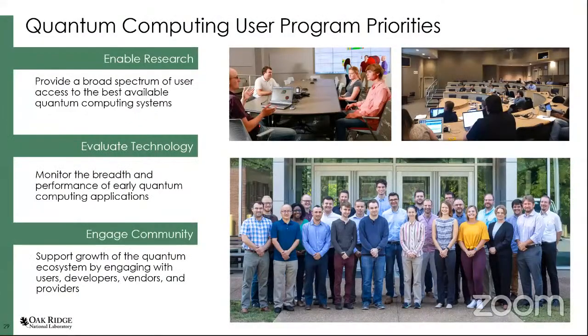Now, the quantum computing user program itself has several priorities. The first is to enable research, and that is largely to provide access to users so that they can begin testing ideas out on these types of systems. And then, of course, evaluating the technology. Like we were talking earlier for the stability evaluations, we want to get an insight into how well the systems behave, not just at points in time, but also how they're predicted to behave over the course of the near future. And then finally, to engage the community.